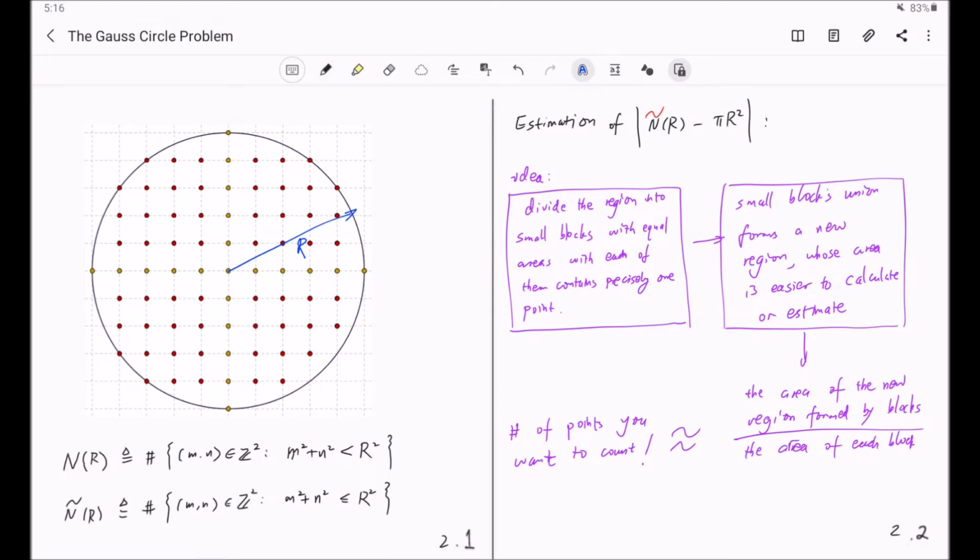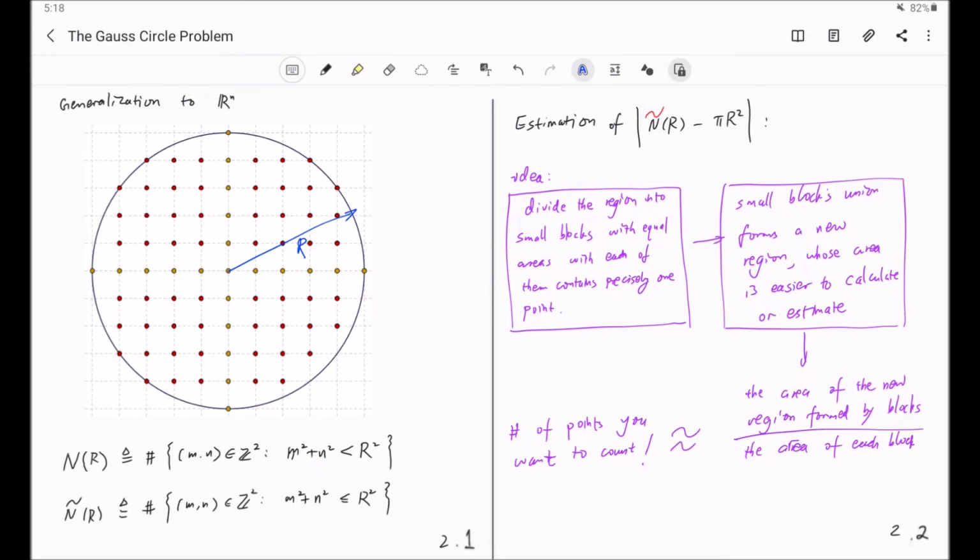Okay, now we are interested to know how to generalize this problem as well as our estimation. This is a dimension 2 case. How about generalizing this problem to the dimension n case? In dimension n, instead of having a circle or a disk, we're going to have a ball of radius r. And in that case, we would like to count the number of integer points inside that ball.